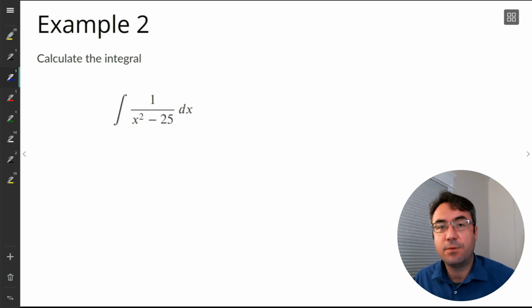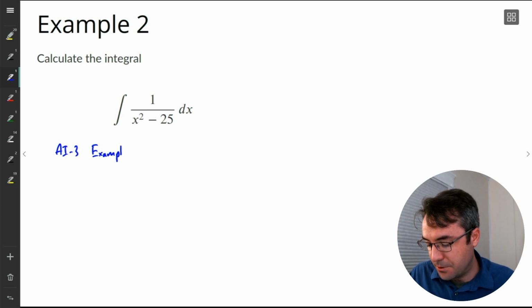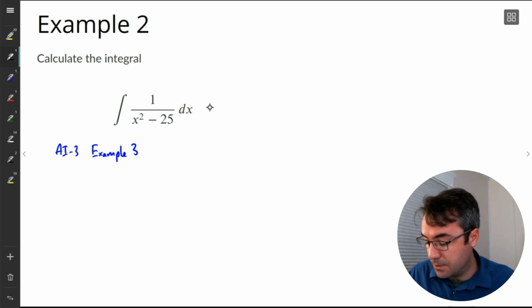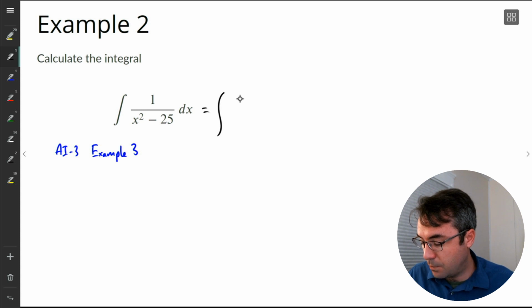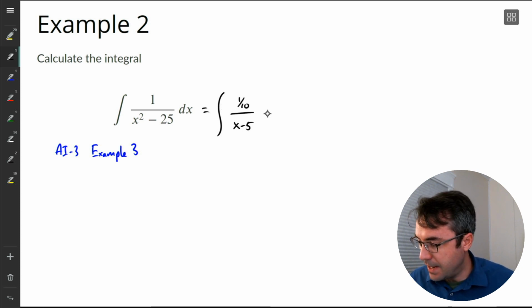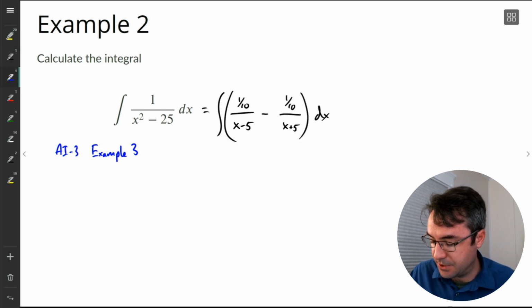The x squared minus 25, we can actually factor that, and it turns out we did. We did the whole decomposition already. So this was, I think, example 3. This denominator, because of that minus, we could factor further. And what was our decomposition? It was 1 over 10 over x minus 5. That 1 over 10, just think of it like a constant. If you want, you could write it as a 1 over 10 in front, however you want to deal with that. Then we have minus 1 over 10 over x plus 5 dx. So that was our partial fraction decomposition.